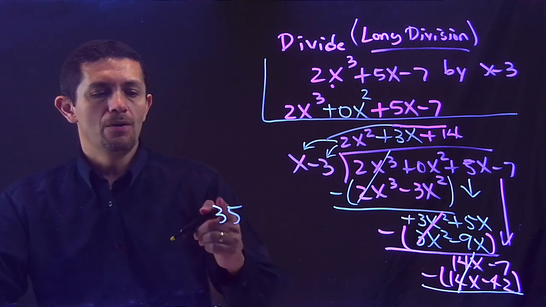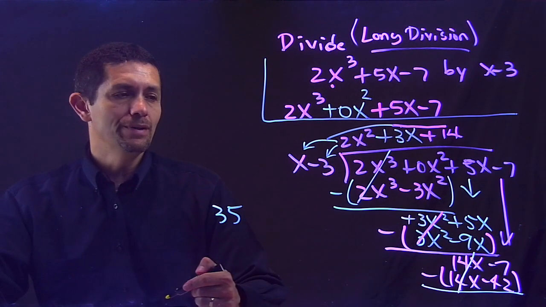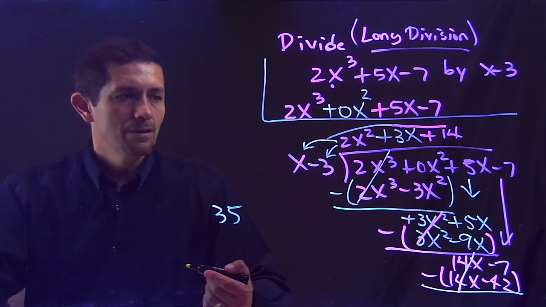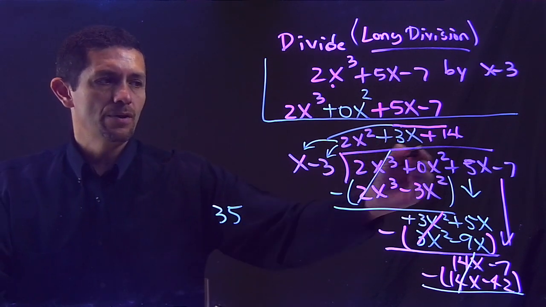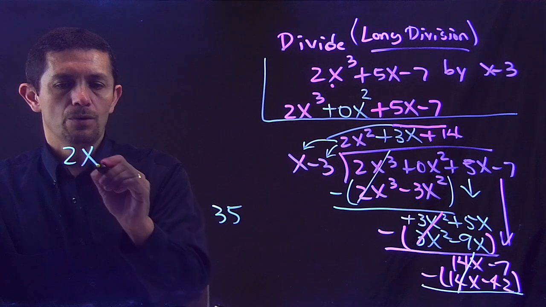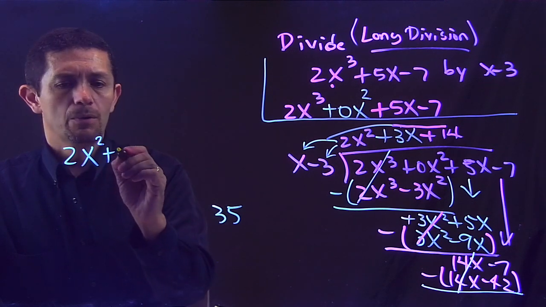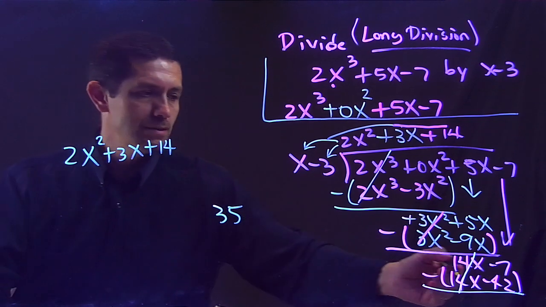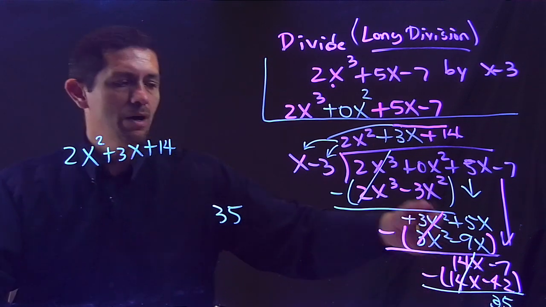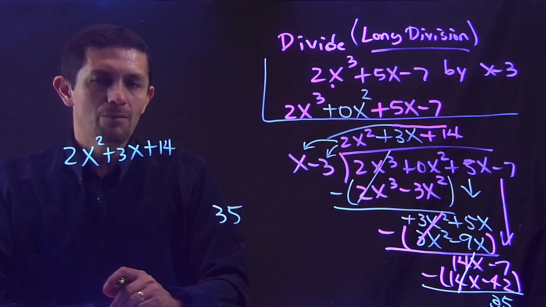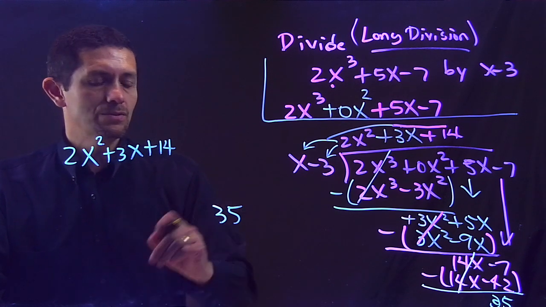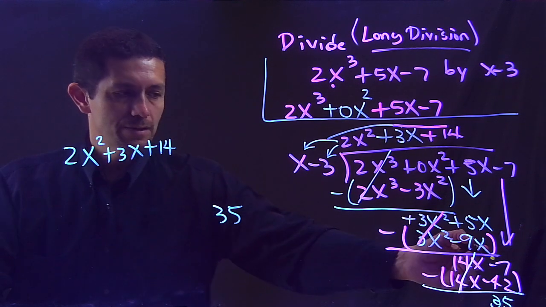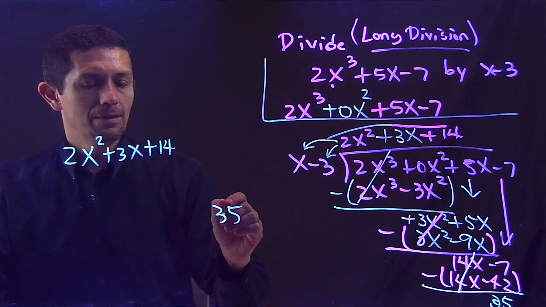Now, how do I write my remainder? That's the whole idea. So let's write my answer now. The final answer will be 2x squared plus 3x plus 14, and remember, this is your remainder on the bottom, which I don't think is in the camera right now. So that's the reason I wrote it here. So negative 7 plus 42 is 35. That will be your remainder.